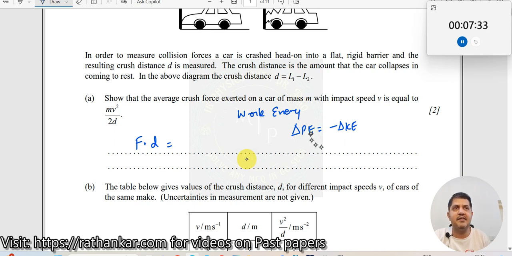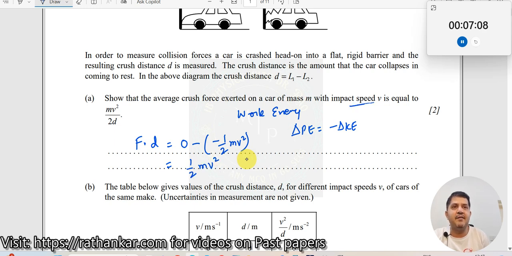How do you get this? This is a consequence of the conservation of energy, right? So we can say that F into d is equal to the change in kinetic energy. What is the change in kinetic energy? The initial kinetic energy was 0, minus the final kinetic energy, which was half mv squared. Minus into minus becomes plus, so this should be half mv squared.